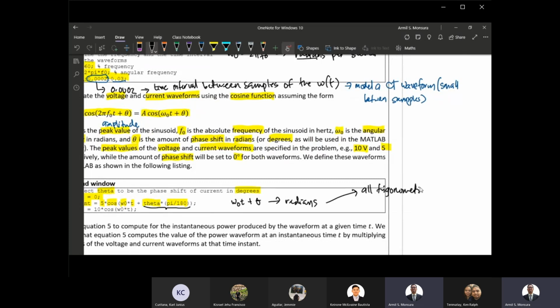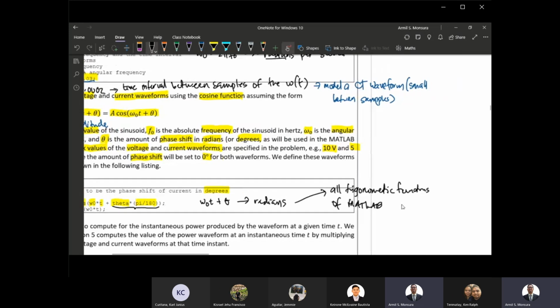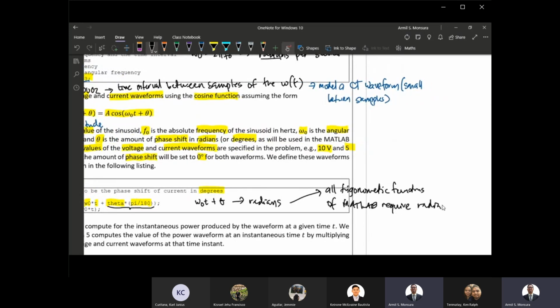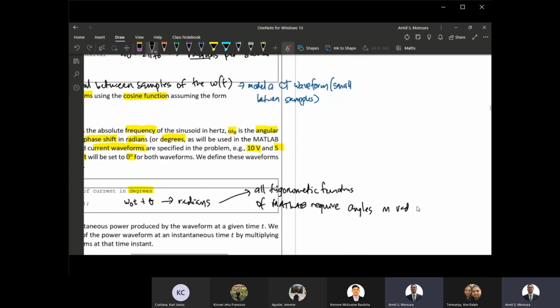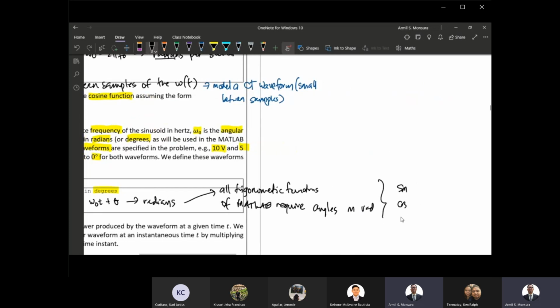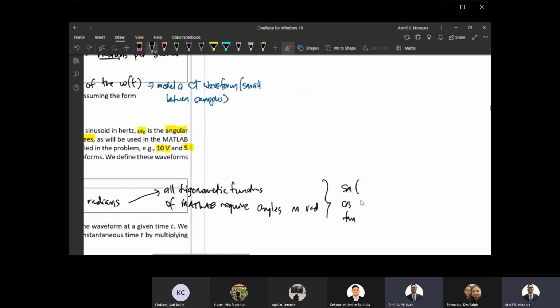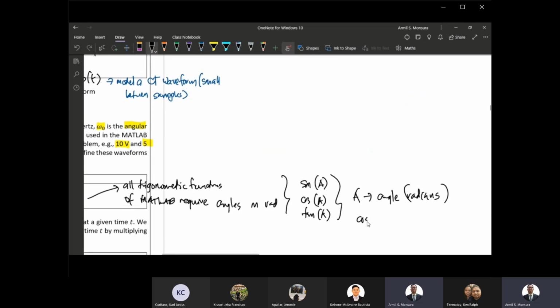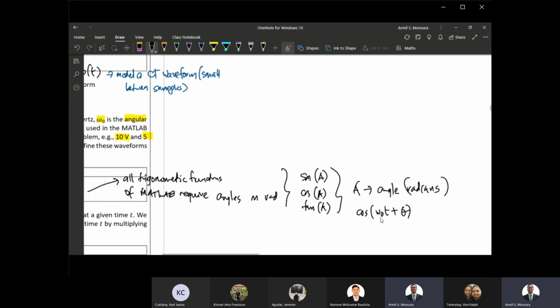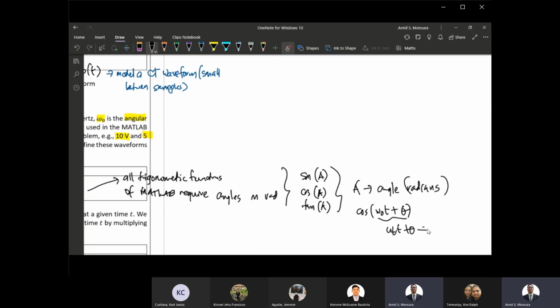Just remember that all trigonometric functions of MATLAB require angles in radians. So that includes yung sine, cosine, saka tangent. So, for example, kung meron kang sine of A, cosine of A, at saka tangent of A, A here should be an angle in radians. Therefore, kung halimbawa meron tayong cosine of omega O t plus theta, dapat si omega O t plus theta must be in radians.